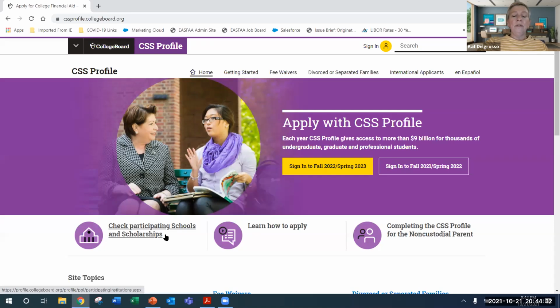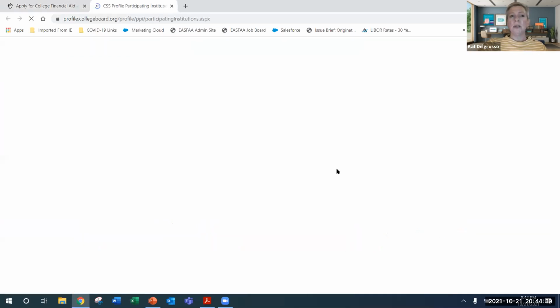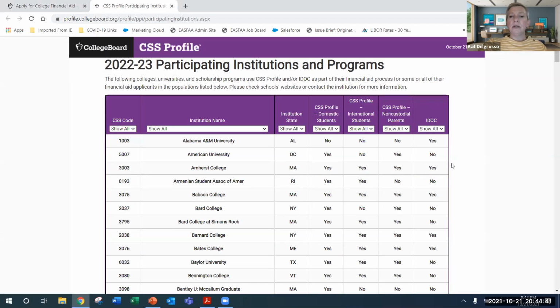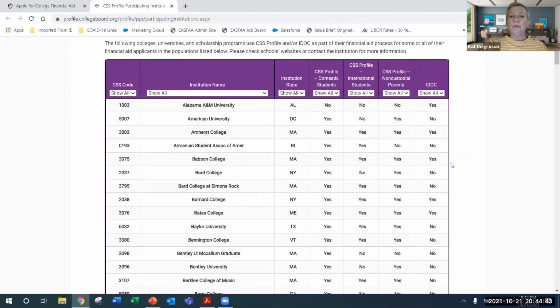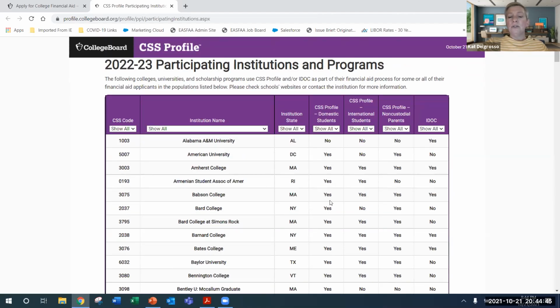Also, one thing I definitely want to point you to on this site is to click on the check participating schools and scholarships. I'm going to refer to this page a little bit tonight. I just think it's important to know that not every college and university requires a CSS profile. So this will give you an almost complete list of which schools require it.